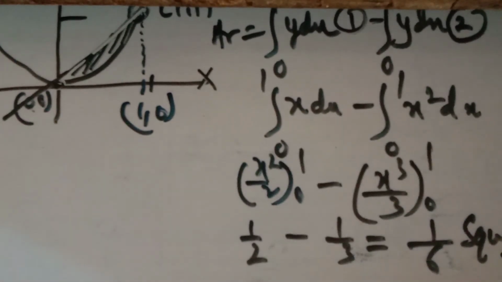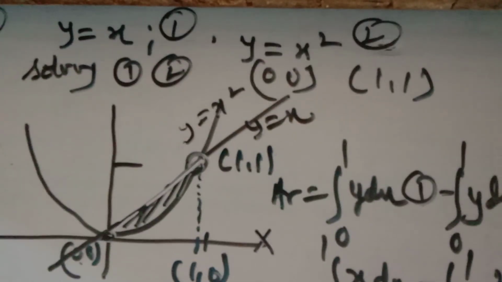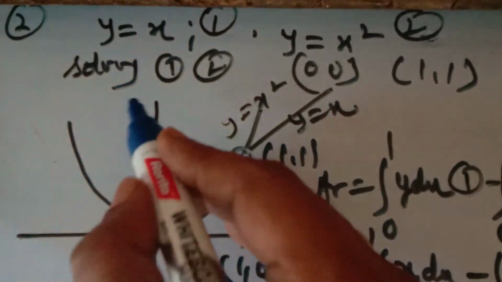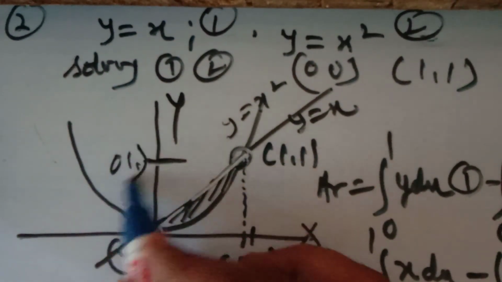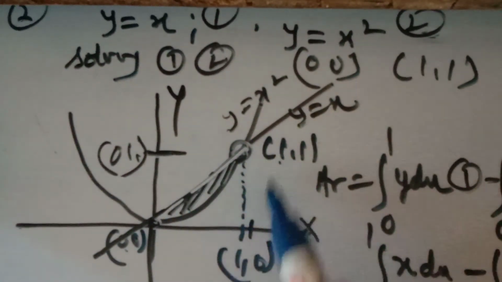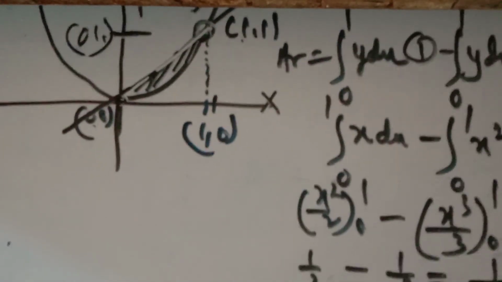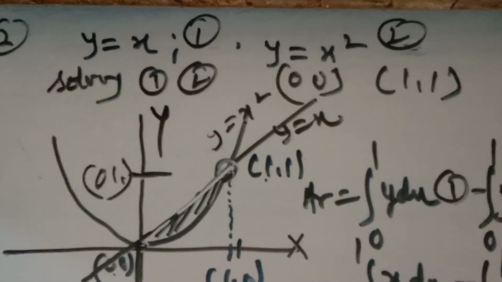This is the area bounded by these two curves, one of them a straight line and one of them a parabola, which is symmetrical to the y-axis. This is the y-axis, and this is the point 1, 0. So line minus parabola is the area bounded by these two curves. So this is question number 2 of the miscellaneous exercise.